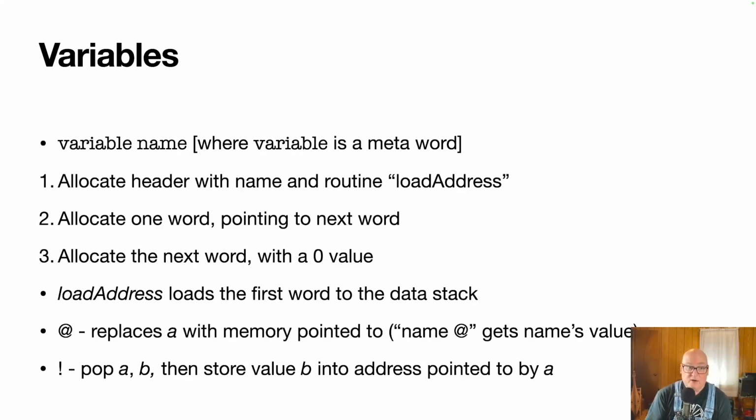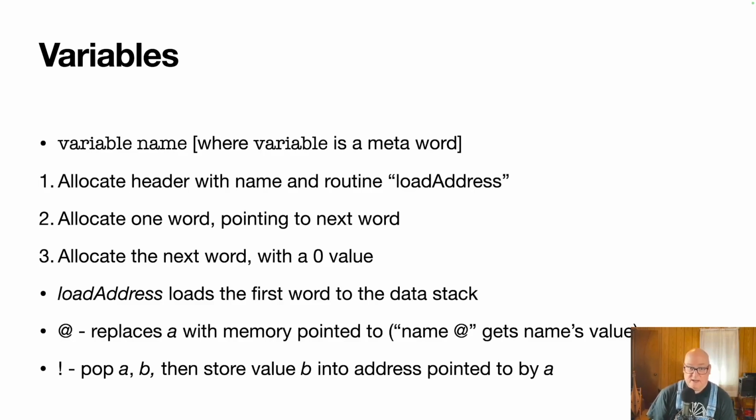And then if you call at, that loads the contents of it. So name at will get you the contents of that cell. So if you did variable name and then you said name at, it should print 0 because it's initialized to 0.